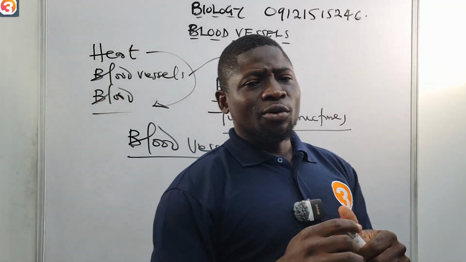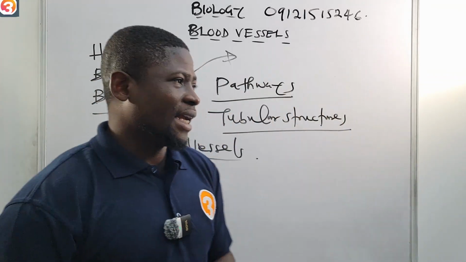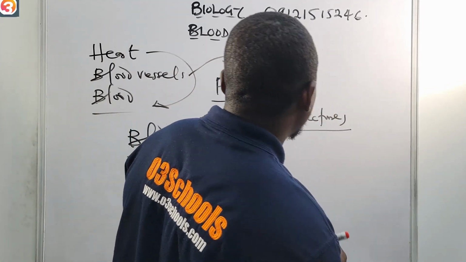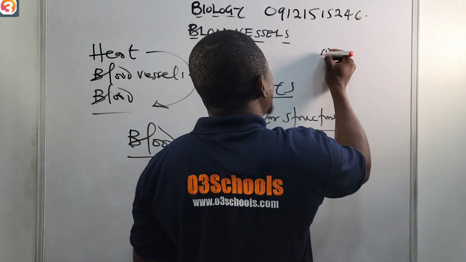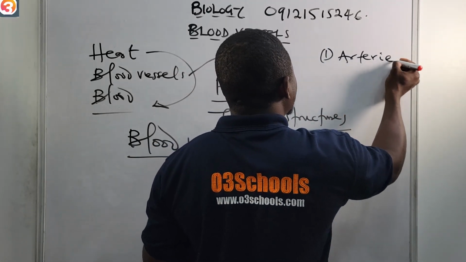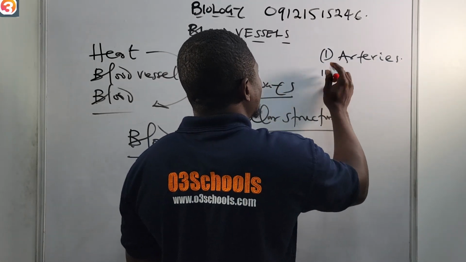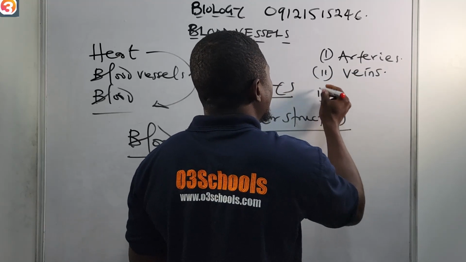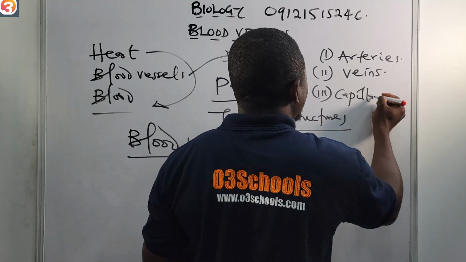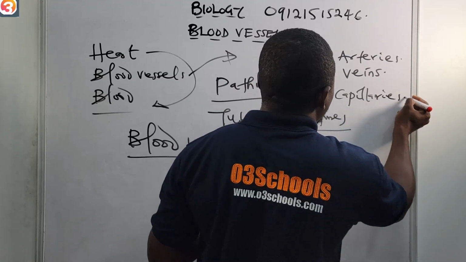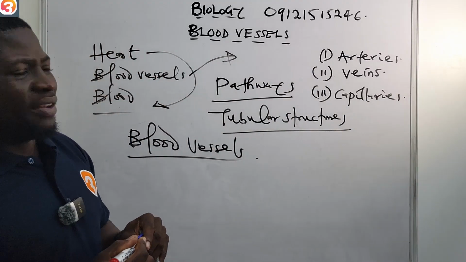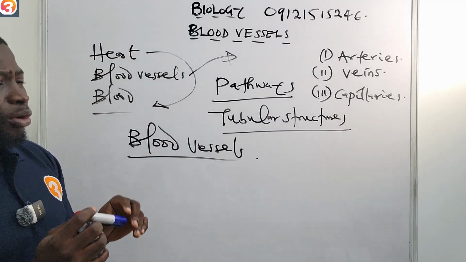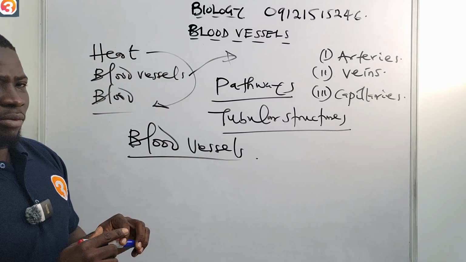But it is important to know here that we have 3 different kinds of blood vessels in our circulatory system. Number 1, we have the arteries. Number 2, we have the veins. Number 3, we have the capillaries. These are the 3 types of blood vessels that we have in the human body.